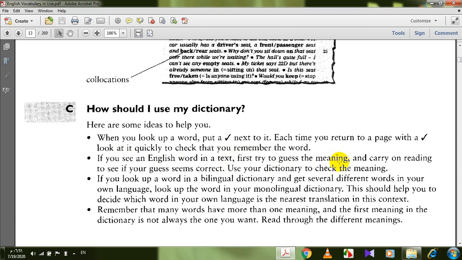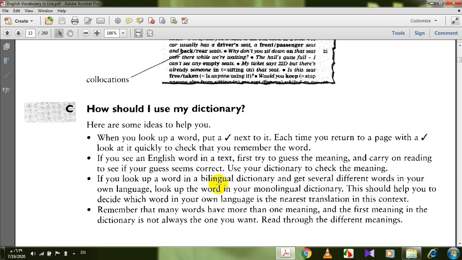And if you find that you do not know the meaning of the word, you can check it up. So if you see an English word in a context or in a text, first try to guess the meaning and carry on reading to see if your guess seems correct. If your guess is correct, it's okay. If it is not correct, just use your dictionary to check the meaning.